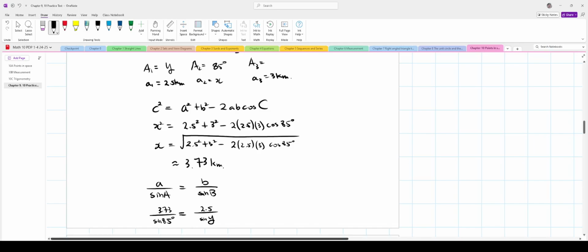So just to make sure, I'm not going to use the 3.73 as it is right now. I already have this 3.73 saved onto my calculator using the store button, and then I'll use that to find the value of sine y. So sine of y is equal to 2.5 sine of 85 divided by 3.73. So y is going to be arc sine of 2.5 sine of 85 divided by 3.73. So let's put that into the calculator.